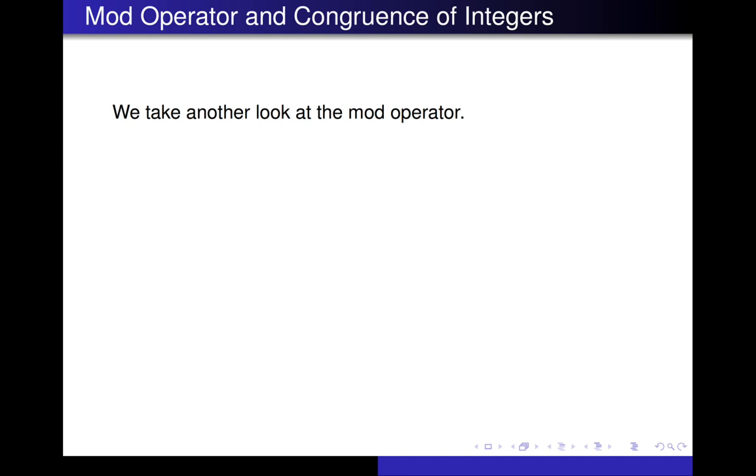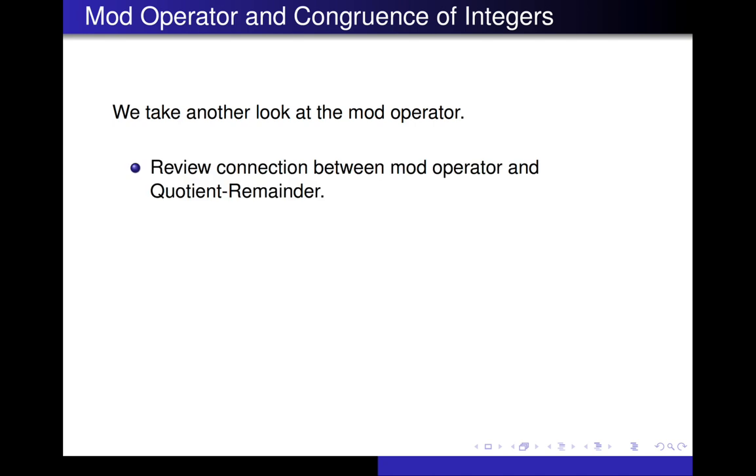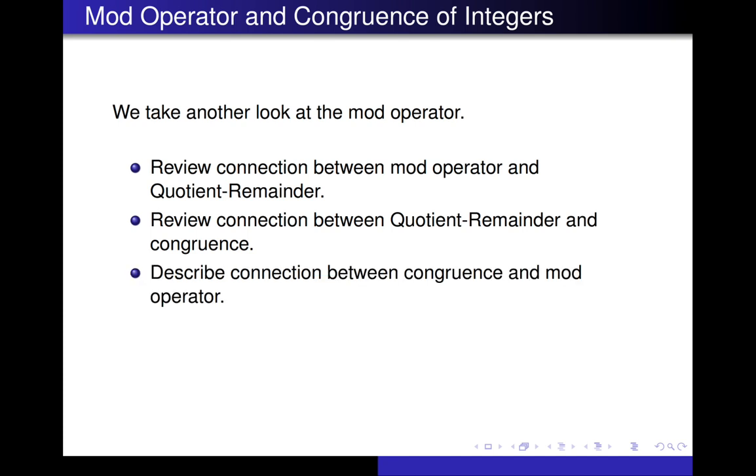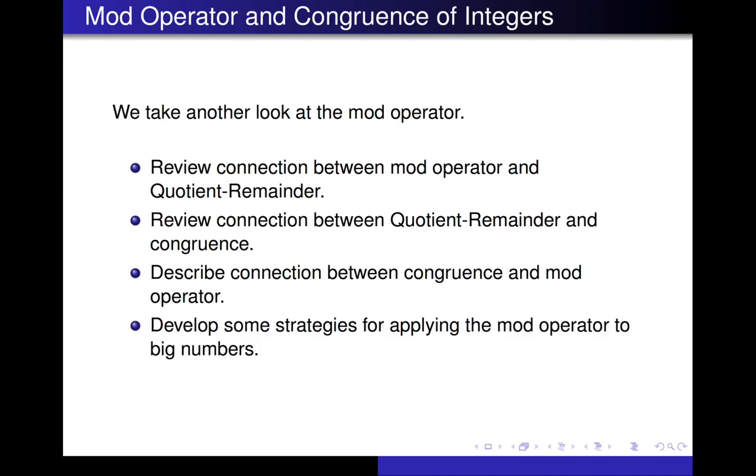In this video, we're going to take another look at the mod operator. In particular, we're going to look at its relationship with congruence that we did on the last video. So I'm just going to review the connection between the mod operator and the quotient remainder theorem, and then also review the connection between the quotient remainder theorem and congruence, and then we're going to put those together and describe what the connection is between the congruence and the mod operator, and that's actually going to help us do some nice computations using the mod operator for really big numbers.